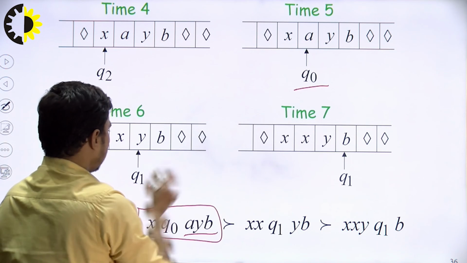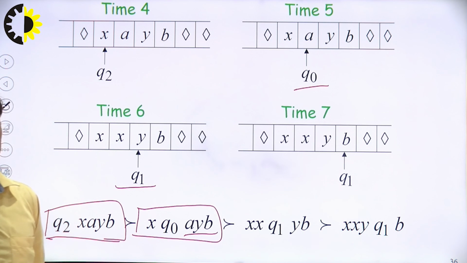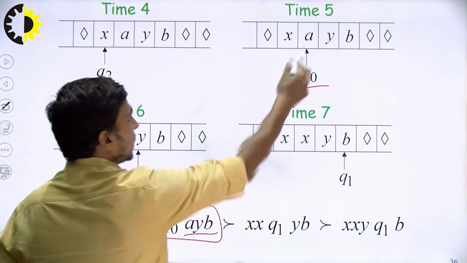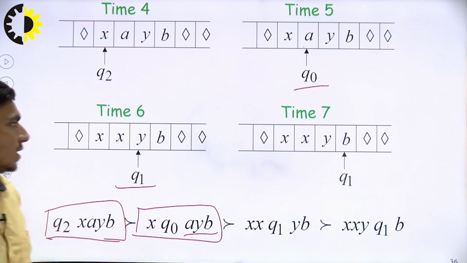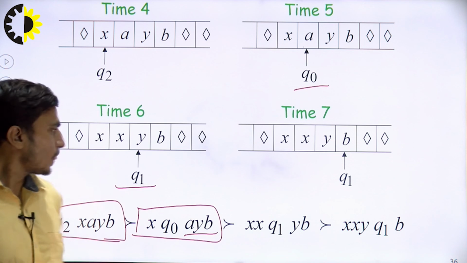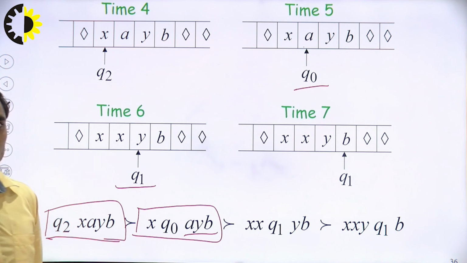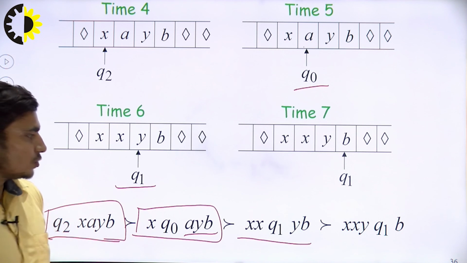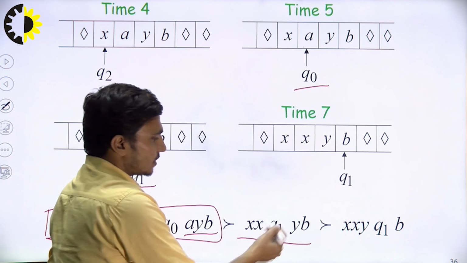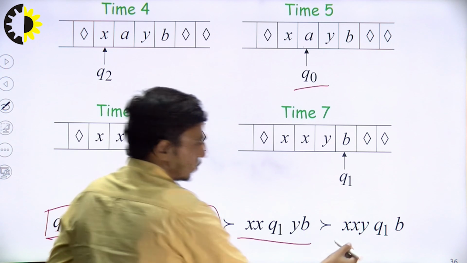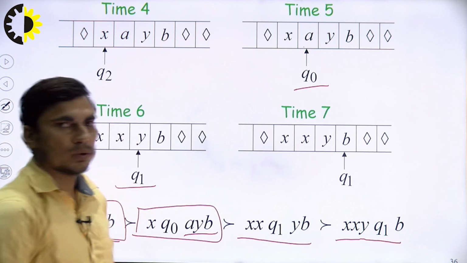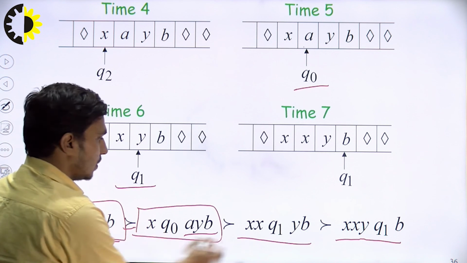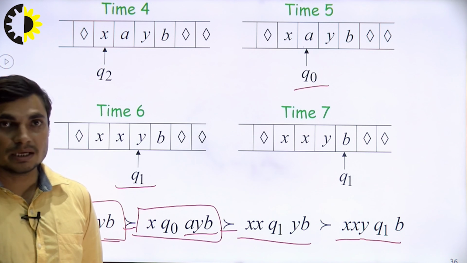Now after that we will reach this configuration. At this point, the move we are making is reading A and writing X in place of A, moving towards the right side, and changing the state to Q1. So that will be represented by X X Q1 YB. So after one move, X X Q1 YB will generate X X Y Q1 B. This symbol is representing a single move.